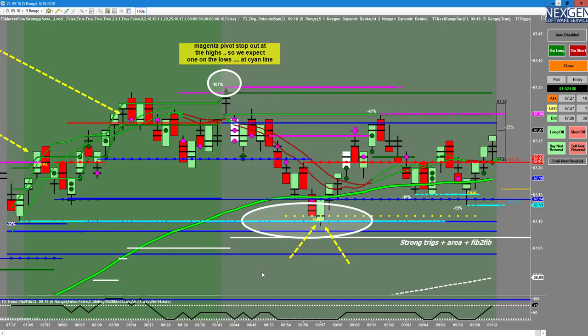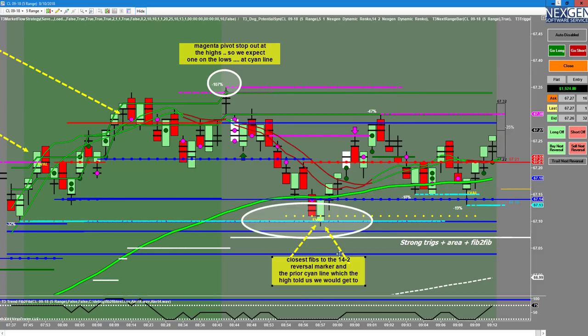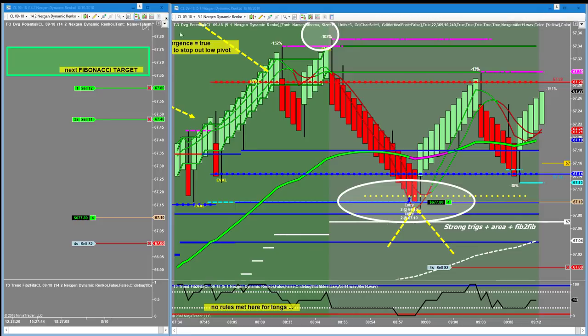It's almost magical. So again, with the trend, with the pivot stop out closest to the 14.2 reversal bar marker, with divergence before it, with a prior cyan line pivot stop out, it really helps you to fine tune that entry and to really be confident that that little spot is going to get you your trade.